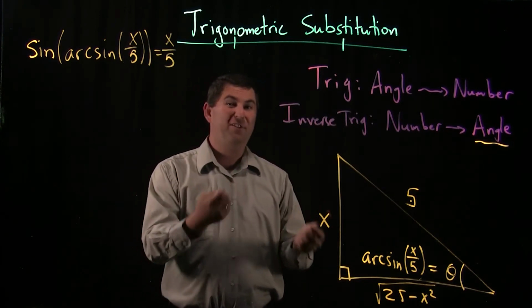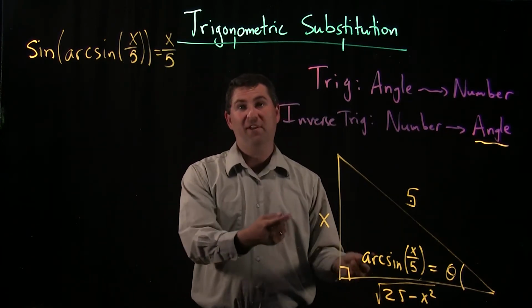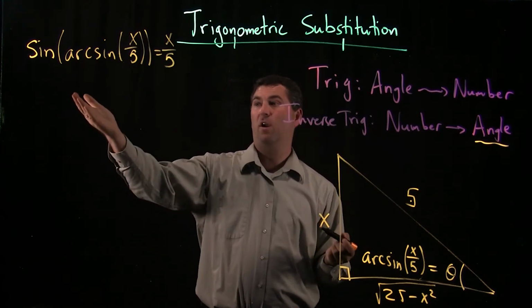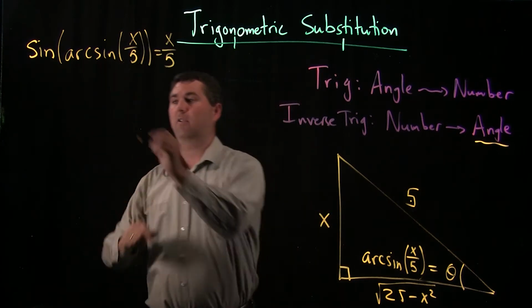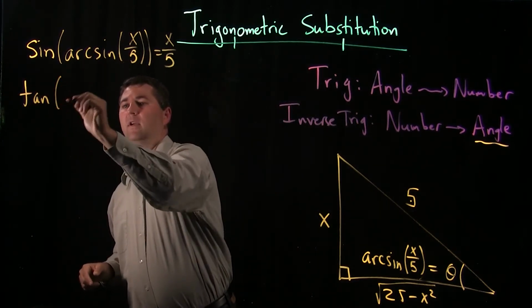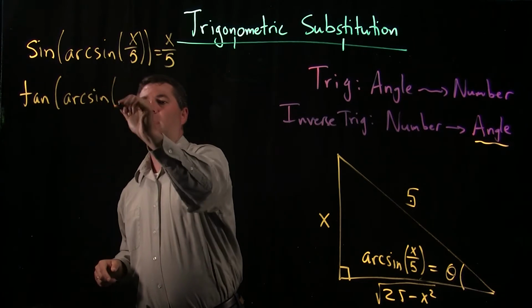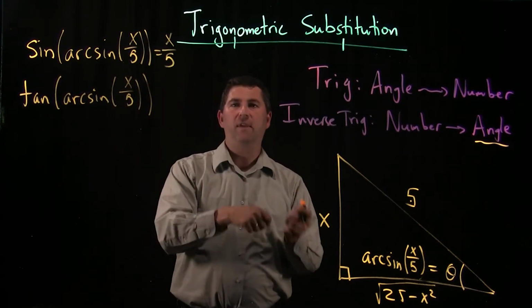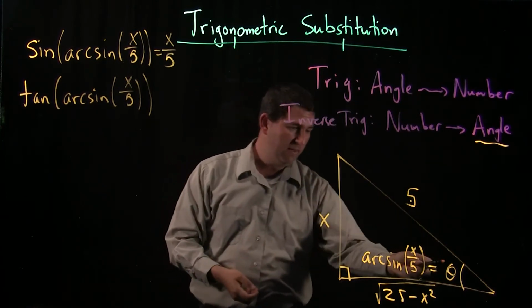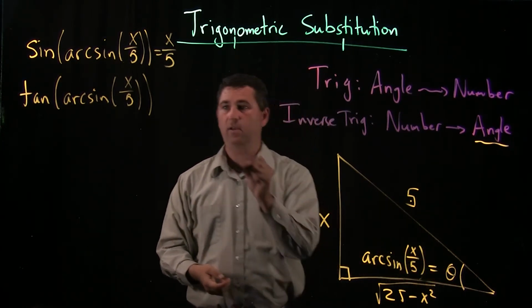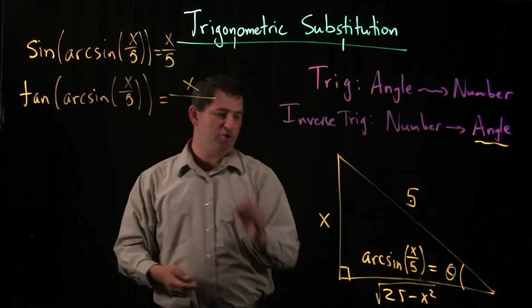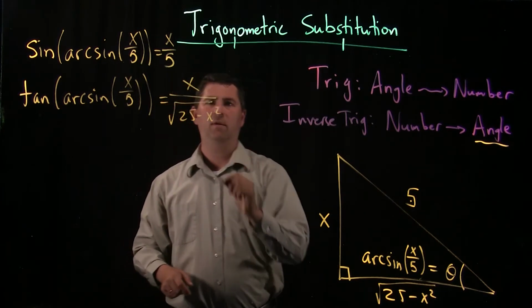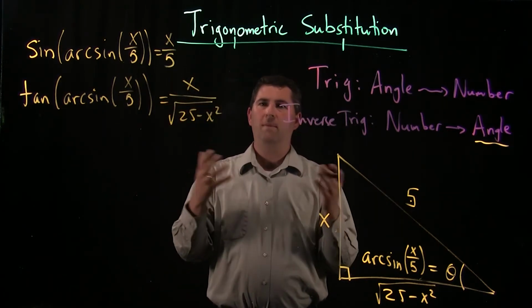Okay, it looks a little more complicated. These aren't numbers, but I can play all the same games. Like, let's say I wanted to know the tangent of the arcsine of x over 5. Well, how do you get the tangent? It's the opposite over the adjacent. Okay, the tangent of my angle is opposite, which is x, over the adjacent, which is root 25 minus x squared. Huh.